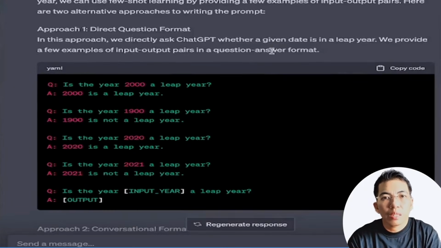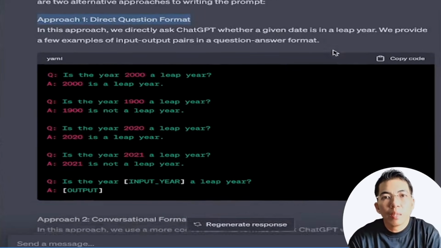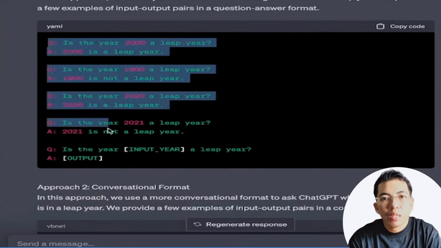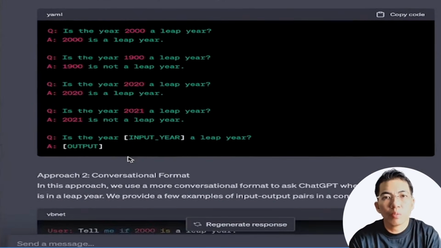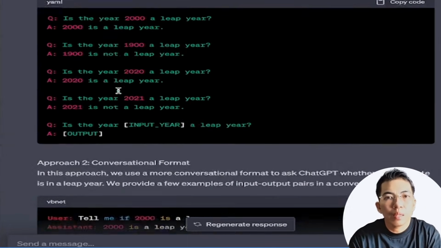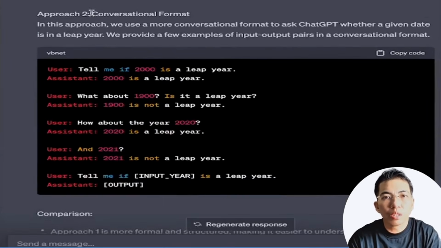And so ChatGPT then says, approach 1, direct question format. In this approach, we directly ask ChatGPT whether a given date is a leap year, and then it shows us the few shot examples for doing this. So it's generating the prompt for us that we could use essentially to go and check if something is a leap year. Then the second approach, it says conversational format.